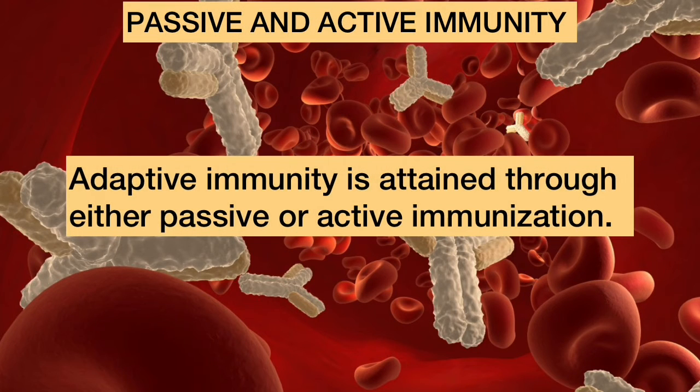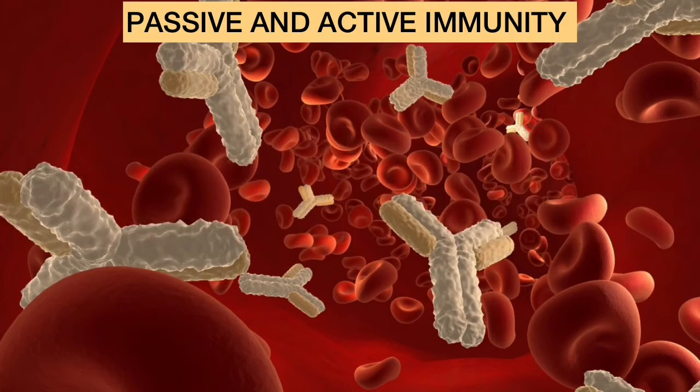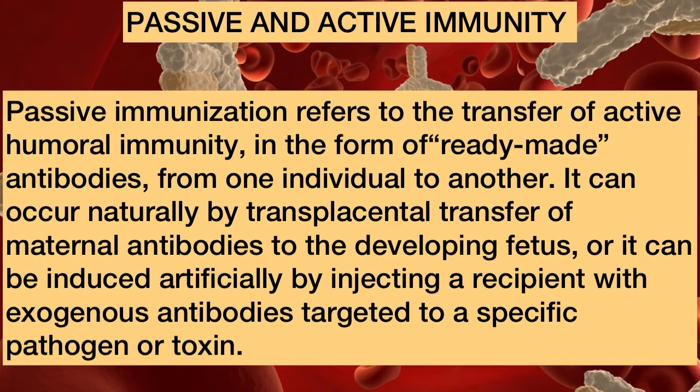Adaptive immunity is attained through either passive or active immunization. Passive immunization refers to the transfer of active humoral immunity in the form of ready-made antibodies from one individual to another. It can occur naturally by transplacental transfer of maternal antibodies to the developing fetus, or it can be induced artificially by injecting a recipient with exogenous antibodies targeted to a specific pathogen or toxin.